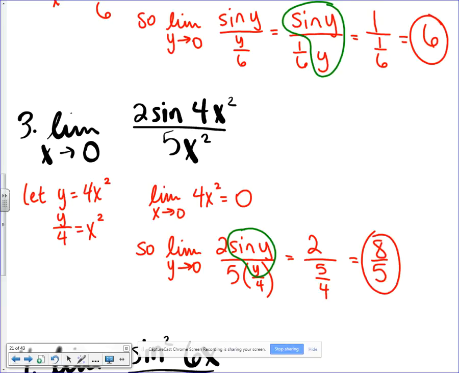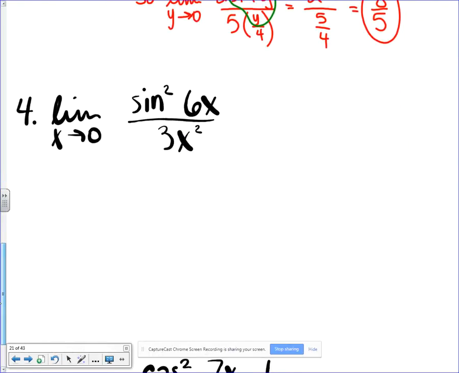So hopefully by now the substitution thing is going okay for you guys. All right, number 4. This time I need you to notice that the squared is actually on the trig function. Okay, so when I do my substitution, I just need to make y equal 6x. Notice that I do still have an x squared down here. So I can only isolate the x to look like that. But I'm going to need to take into account that it's going to need to be squared when I do my substitution.